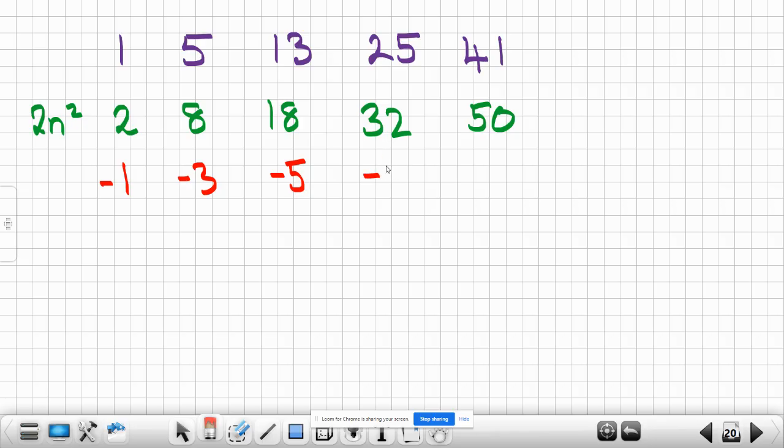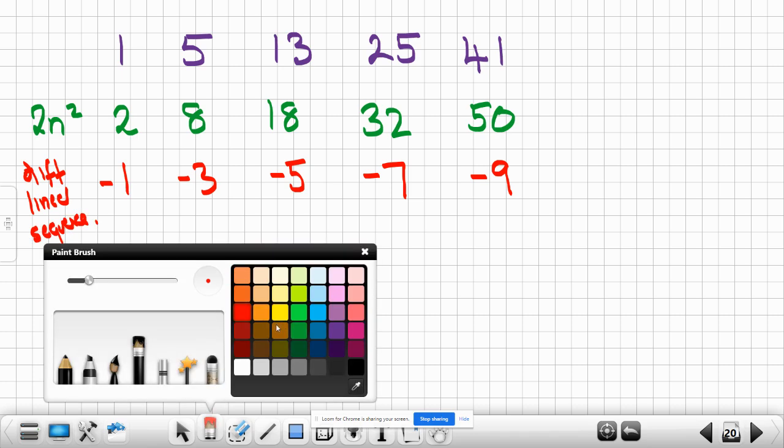Instead of 32, we've got 25. So that's 7 less. And instead of 50, we've got 41. So that's 9 less. Okay, so that is the difference. And it's not just an added amount. It's not the same amount added each time, which we've seen in others. So what we are looking at here is a linear sequence. So the difference is a linear sequence. So let's see what the linear sequence is.